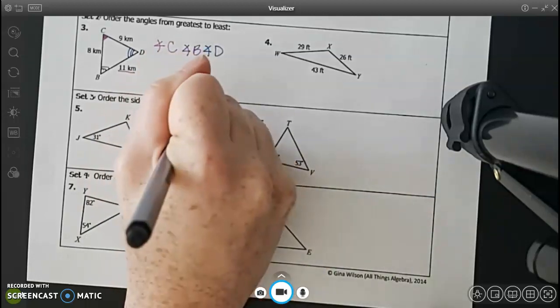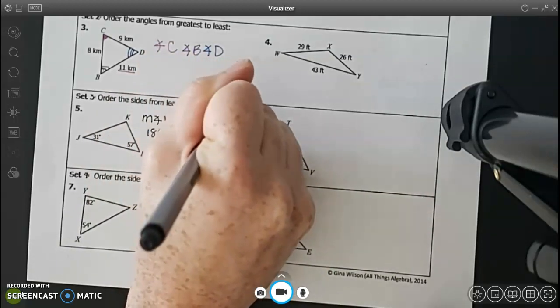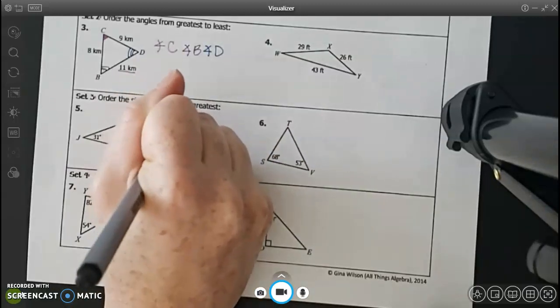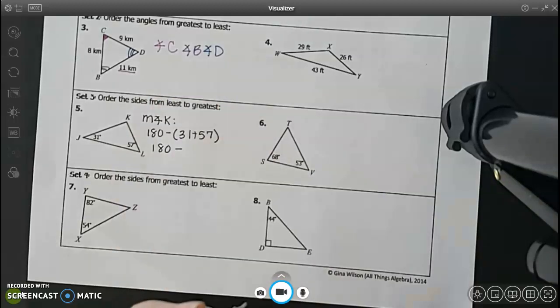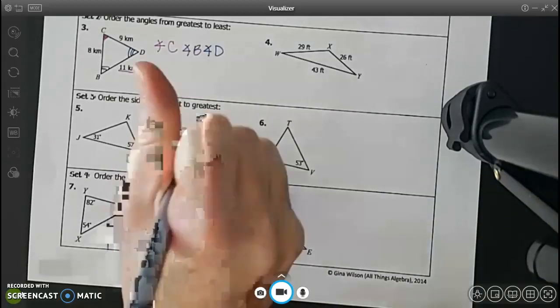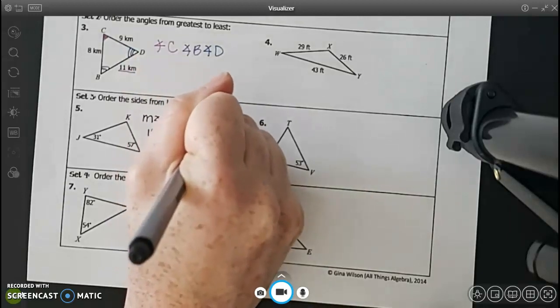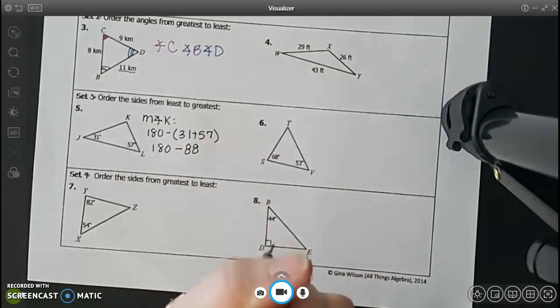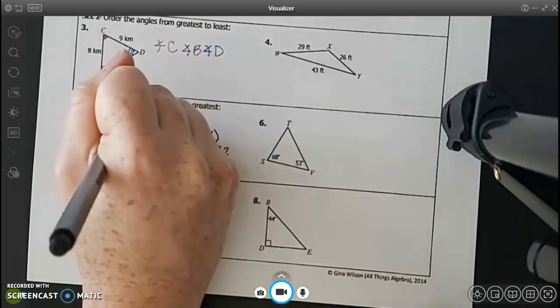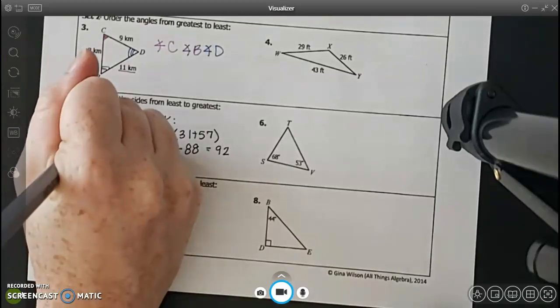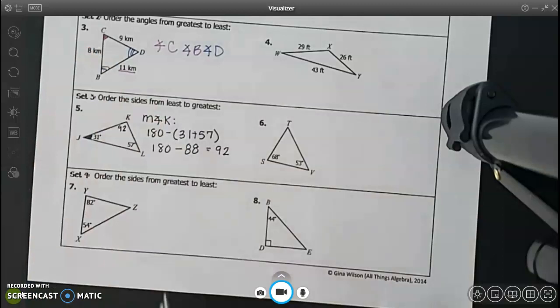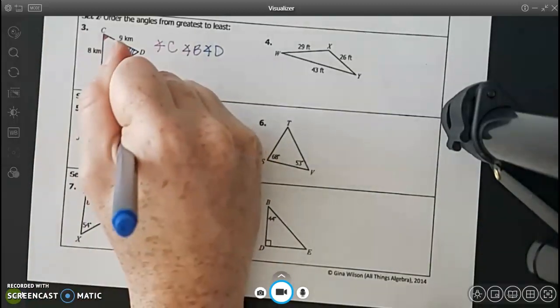That's going to be 180 minus 31 plus 57. It's going to be 88. 180 minus 88 is 92. And we want to list the sides from least to greatest, so I'm looking for the smallest angle. The smallest angle is angle J, which is 31 degrees. So I know that the side opposite of angle J will be my smallest side. So my smallest side is KL.